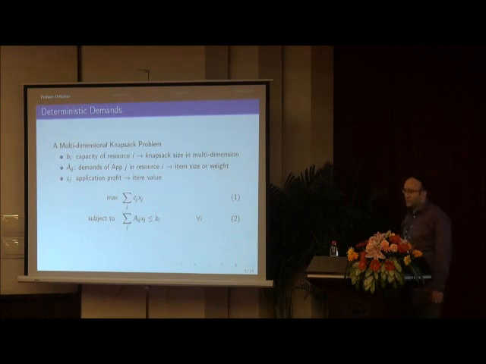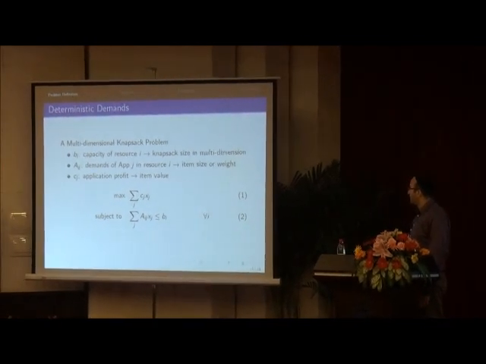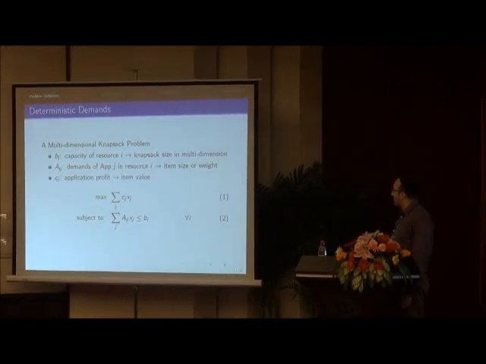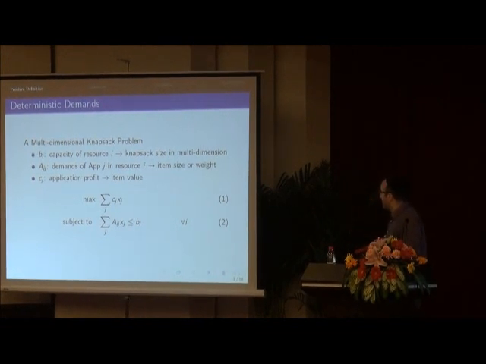So if the demands are deterministic, the problem can be formulated as a multidimensional knapsack problem. The P_i can be thought of as a knapsack size in multi-dimension that corresponds to the capacity of resource i. The a_ij can be thought of as items of size or weight, which corresponds to the demand of application j for resource i. And c_j can correspond to the value, which is the profit of the application. So we formulate the problem as a multidimensional knapsack problem where we want to maximize the total profit subject to the capacity constraints in all dimensions.